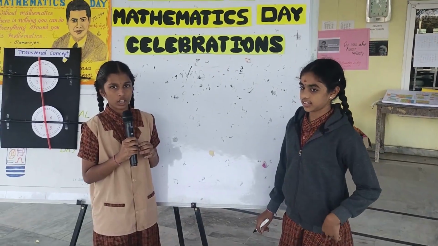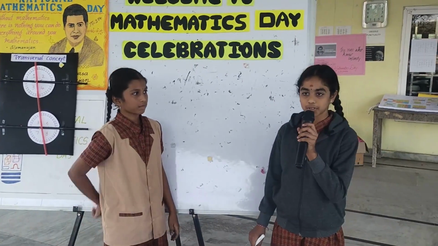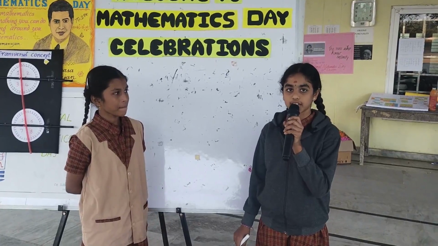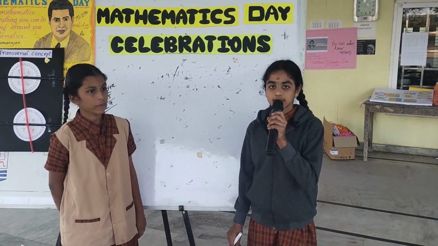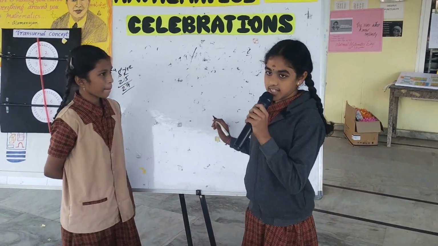My name is Kiyatika of class 7 CBSE. Now I am here to talk about multiplication of 2-digit numbers when the tens places are the same and the sum of their ones places is 10. Let us take an example.